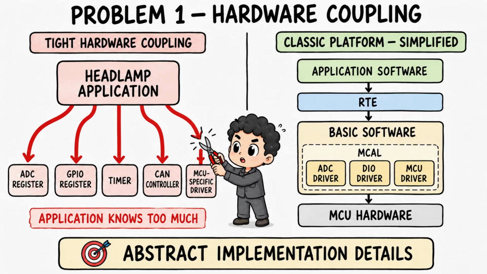AUTOSAR Classic addresses much of this problem through architectural separation. Application software sits above the runtime environment, or RTE, while basic software provides standardized infrastructure below. At the hardware-facing end of basic software, hardware abstraction and the microcontroller abstraction layer isolate many peripheral-specific details. That does not make the application completely independent of hardware. CPU performance, memory, peripherals, timing, and safety constraints still matter. The problem AUTOSAR addresses is unnecessary dependency on those details.